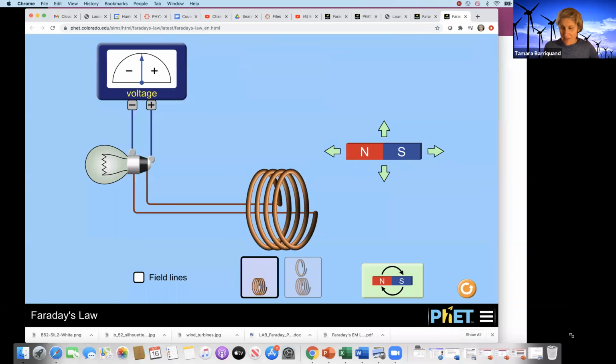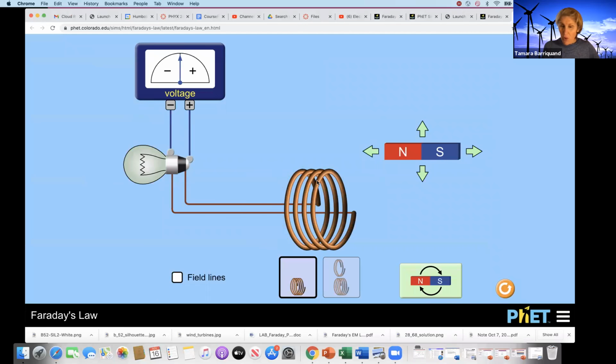So Faraday had this coil of wires here. And that coil of wires was hooked up to a light bulb. Well, we have it hooked up to a light bulb here, so that we could see if there is a current going through these coils of wire. And then we also have each end of our light bulb hooked up to this voltmeter, so that we can see what the voltage difference is across our coil of wires.